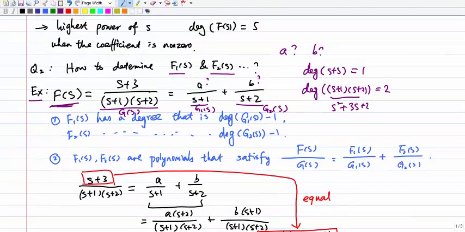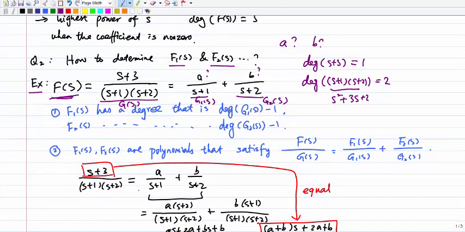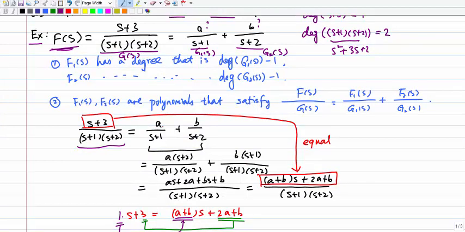The straightforward way is, I just say I have a and b over here. Then of course this side and this side must be equal. Why don't we just assume I have some a and b and try to figure out their values? For the right hand side, I can try to match the left hand side in terms of denominator, and then the numerator should be the same. That's the main idea of how we figure out the a and b values.